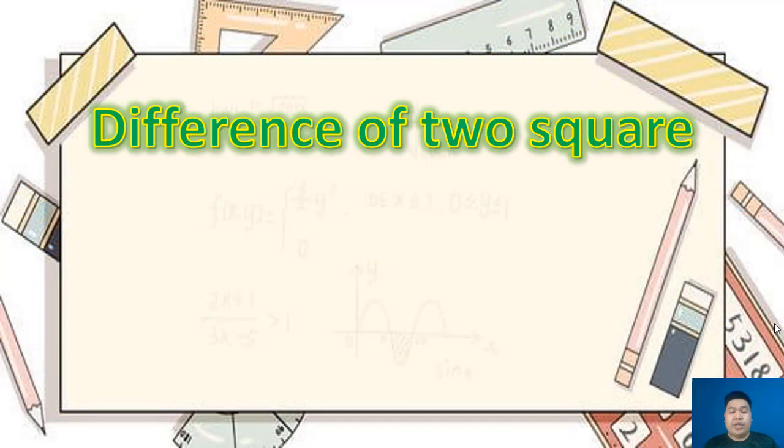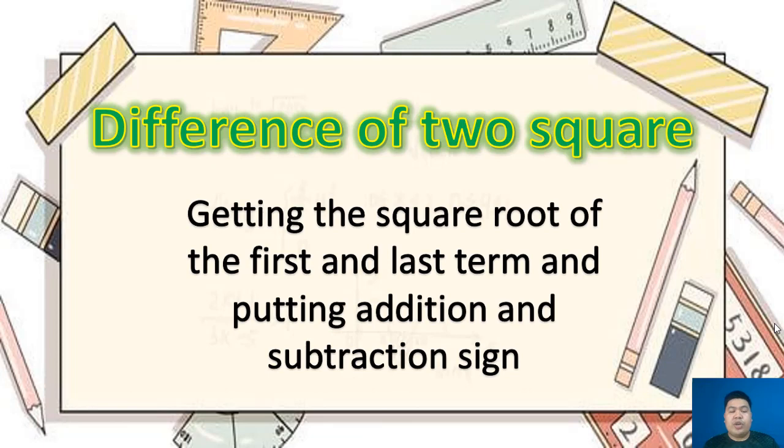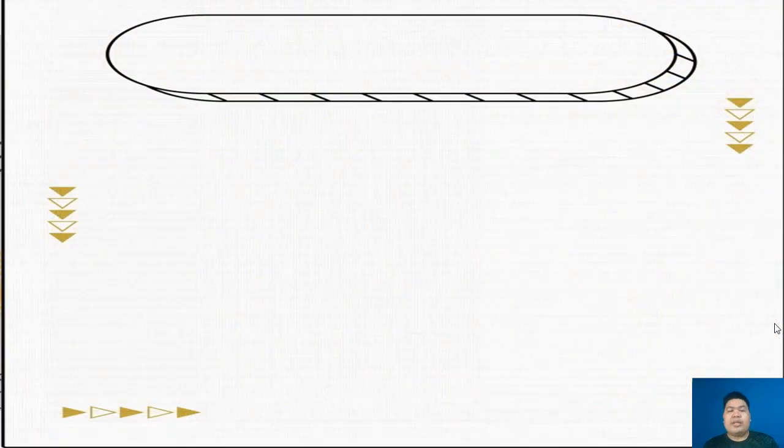Difference of two squares here is getting the square root of the first and last term and putting addition and subtraction signs. So here's our example.